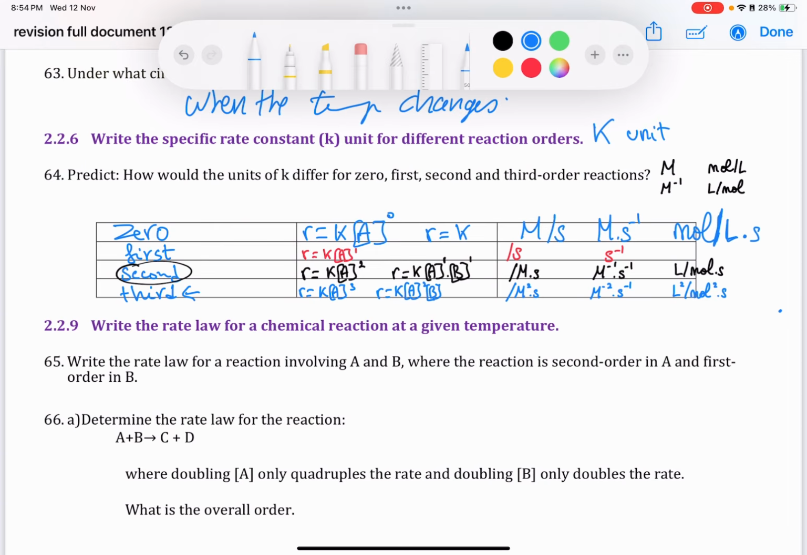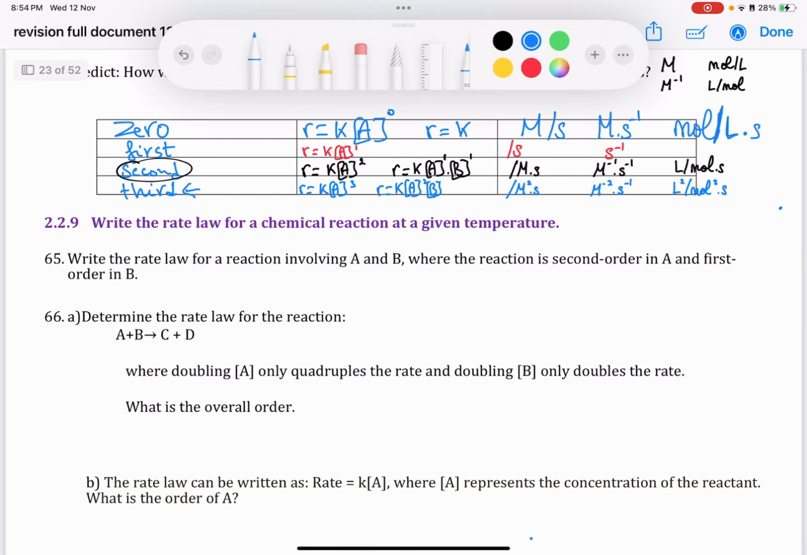Now let's continue. Write the rate law for a reaction involving A and B. So I have a rate law K, A, and B. I don't know yet the orders, but I'm going to continue my sentence, where the reaction is second order in A. Second order in A means that I'm going to write here the number 2. And first order in B means that B is to the power of 1, or you can simply write B. So this is the rate law formula.